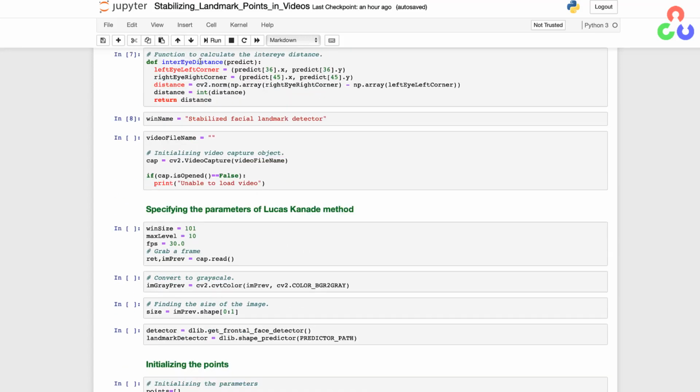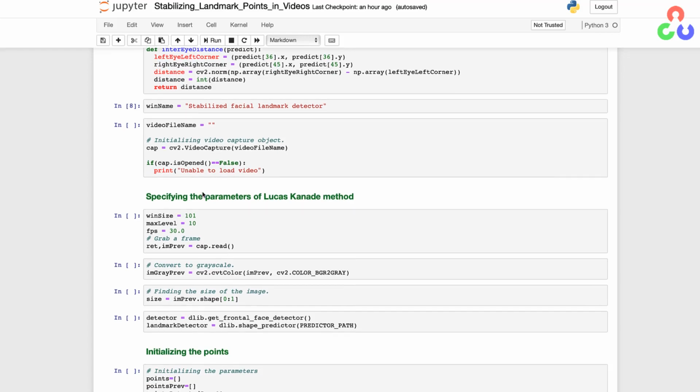Now in this function, we are calculating the inter-eye distance. We are calculating the left corner of the left eye, the right corner of the right eye, and we are finding the distance. This distance will be used to normalize all distances in the image. So next, we go over a video file. We are capturing the video file. If it doesn't load, then we will just exit.